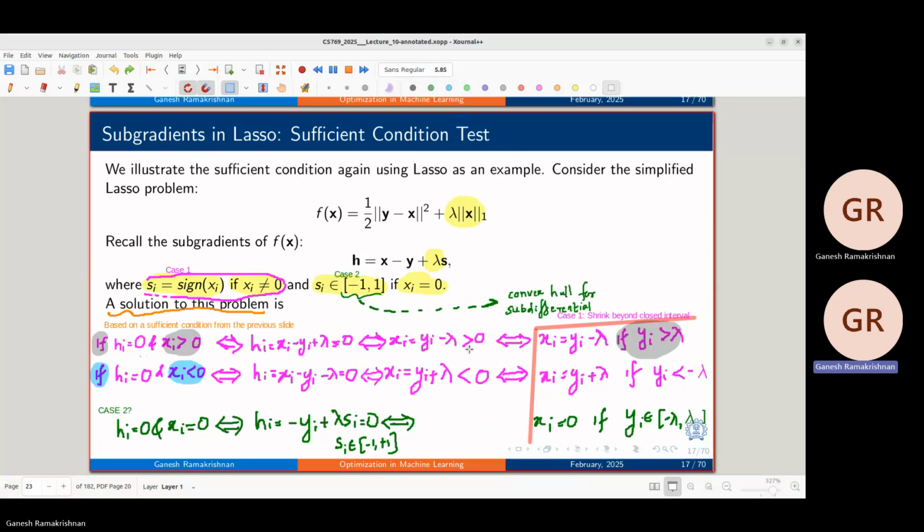Can I just apply this logic in the reverse direction now? I'll just say if yi is greater than lambda, then xi is yi minus lambda. Why don't you complete the same thing? If xi minus yi minus lambda is equal to 0, then I know that xi is yi plus lambda, and given that xi was assumed to be less than 0, yi should be less than minus lambda.